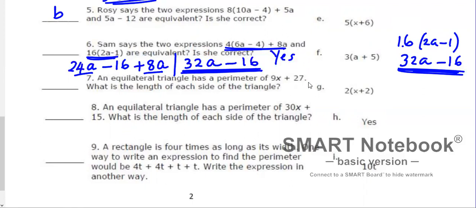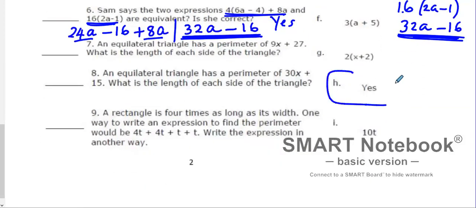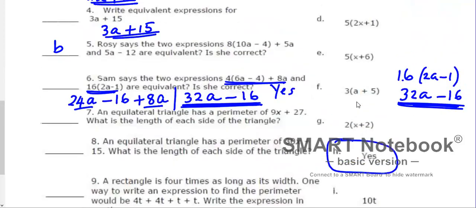Now, do we have a yes answer? Yes, we have. It is here. So the letter for yes is H. So you can just end up writing H.